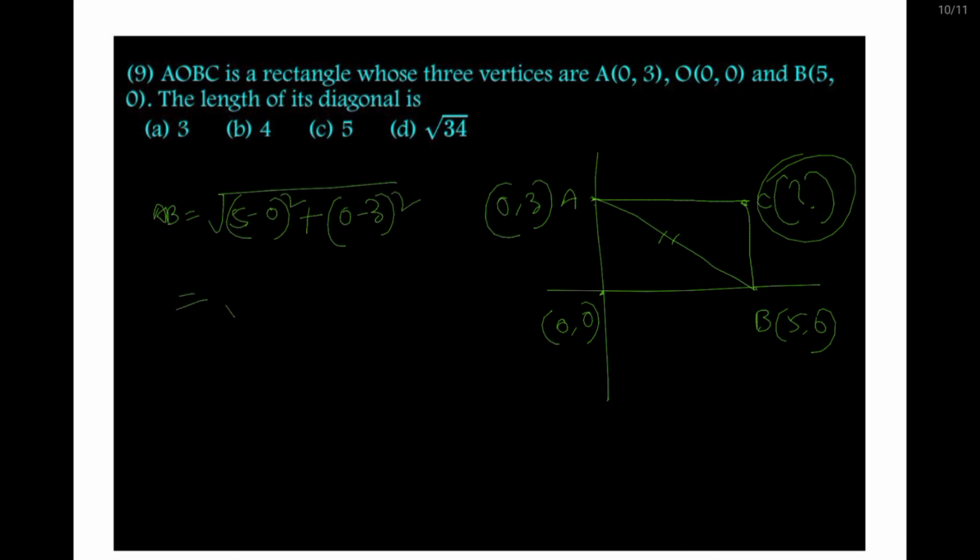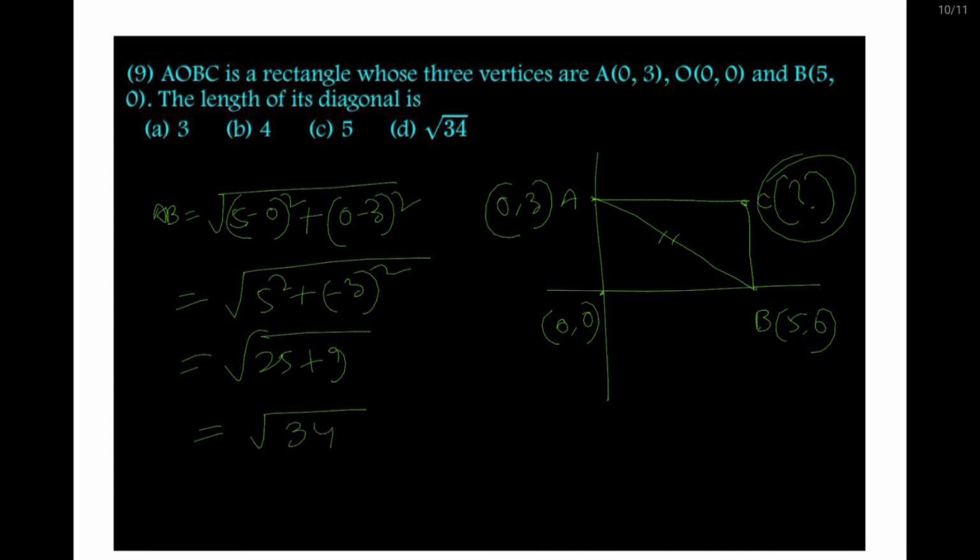So it will be 5 square plus minus 3 whole square. So it will be 25 plus 9, and it is nothing but square root of 34. So square root of 34 is given as an option. So this is the answer. Let's move on to the next question.